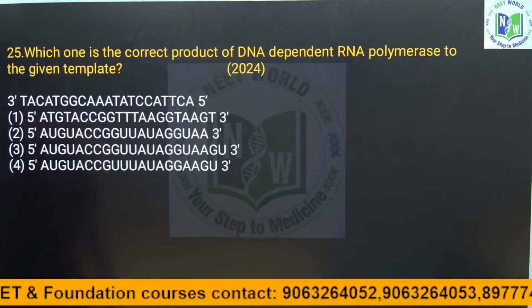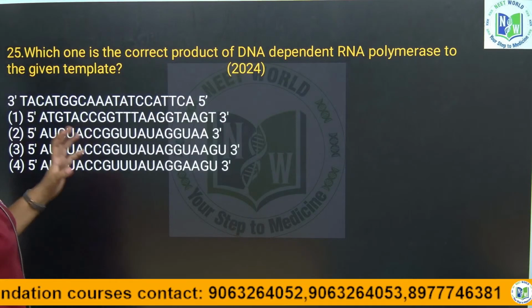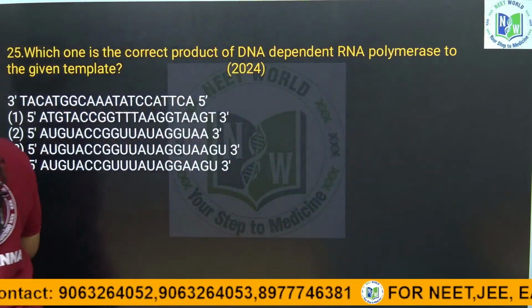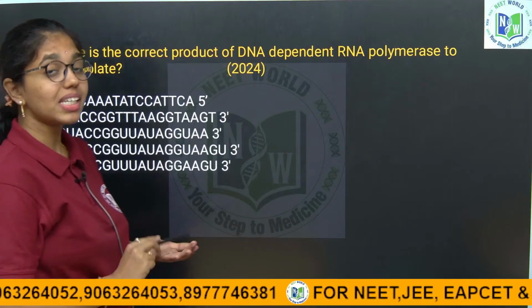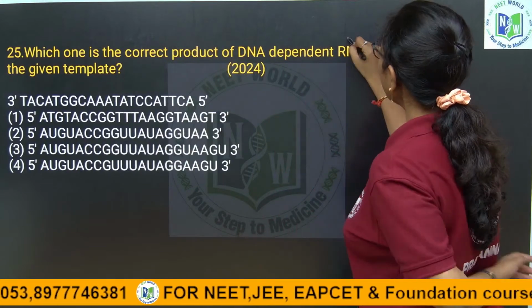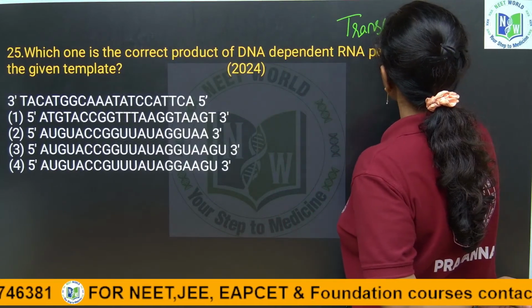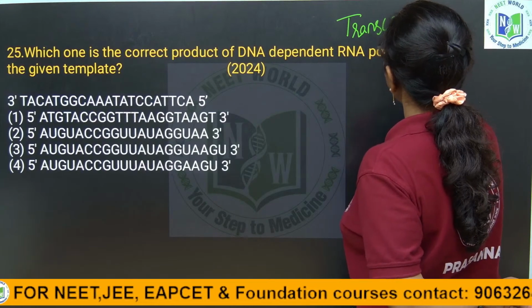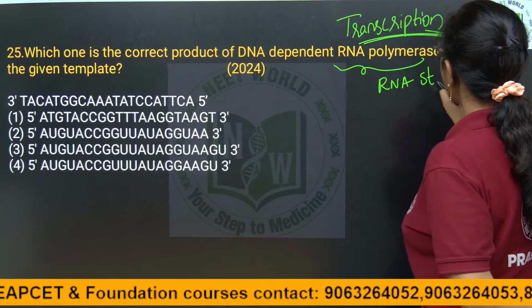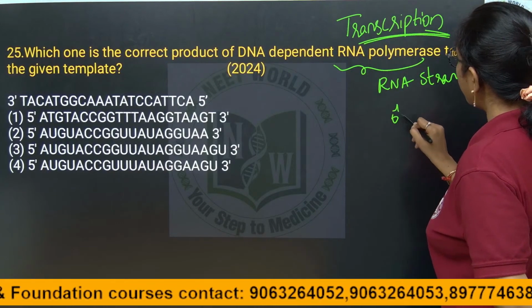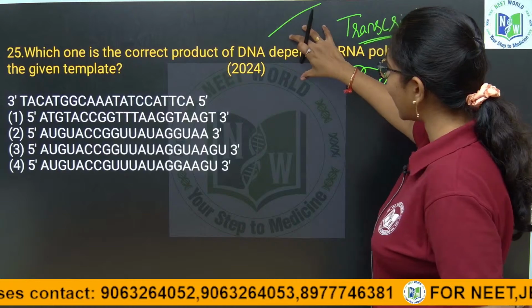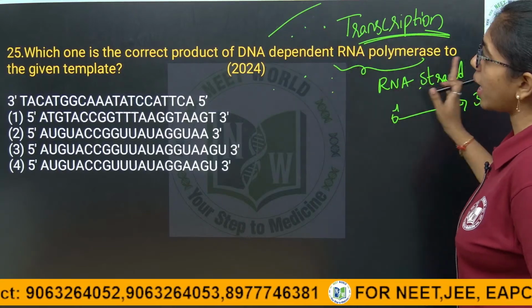Next, which one is the correct product of DNA dependent RNA polymerase? Look at the enzyme only. If it is DNA dependent RNA polymerase, is it conducting replication or transcription? Yes, it is conducting transcription, because RNA polymerase will synthesize the RNA strand from 5' to 3', but the synthesis is dependent on DNA. That is why we call this enzyme DNA dependent RNA polymerase.